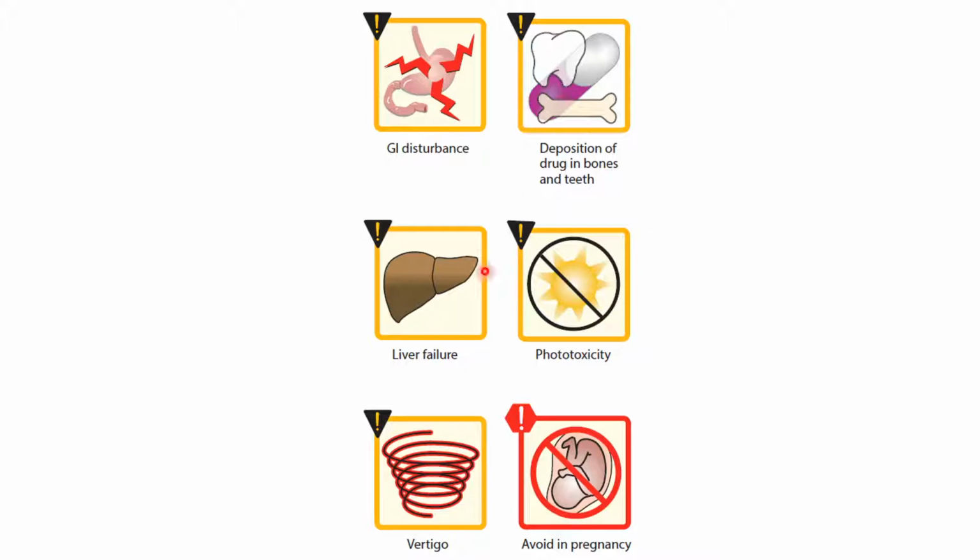You have to stop the tetracycline. Because if you don't stop, even if you hide from the sun, the process is started and you cannot stop it without stopping the medicine. So you have to stop taking the medicine. And then vertigo, like you feel your head is rotating, and tetracyclines are contraindicated during pregnancy.